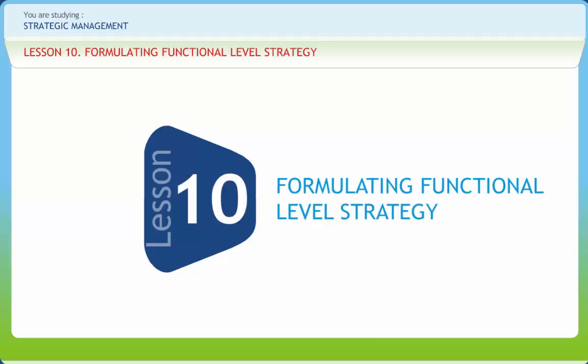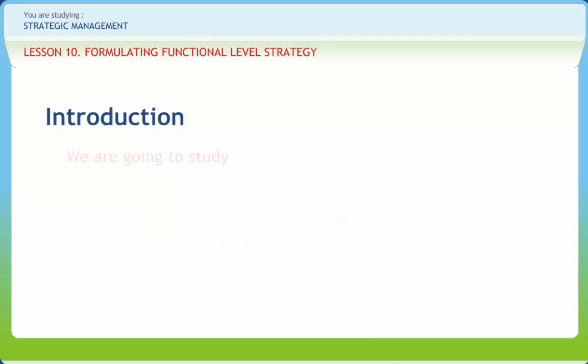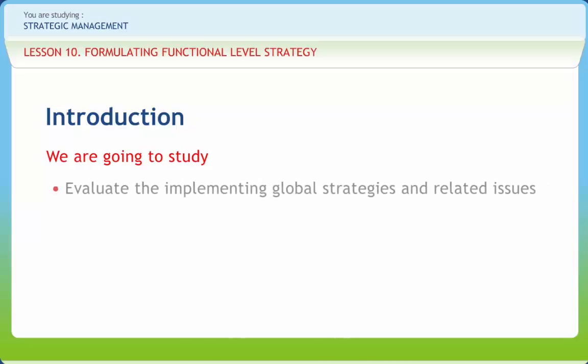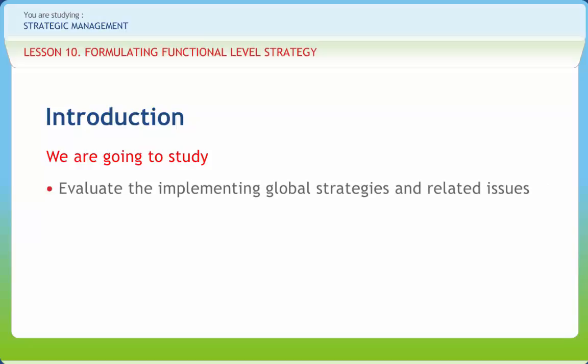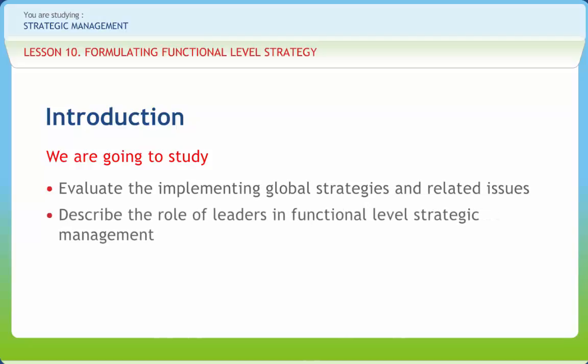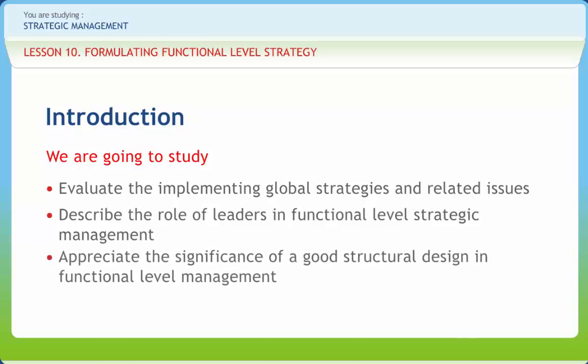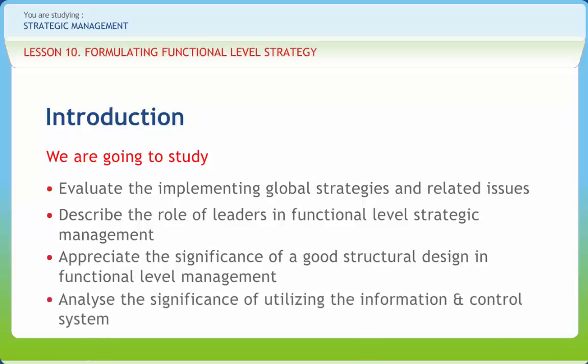Formulating functional level strategy. We all know the functional level of the organization is the level of operating divisions and departments. The strategic issues at the functional levels are related to business processes and the value chain. In this lesson, we will evaluate the implementing global strategies and related issues, describe the role of leaders in functional level strategic management, appreciate the significance of a good structural design in functional level management, and analyze the significance of utilizing the information and control system.